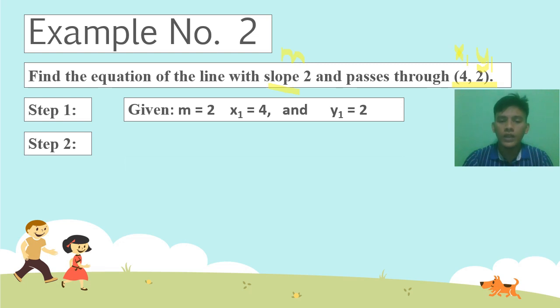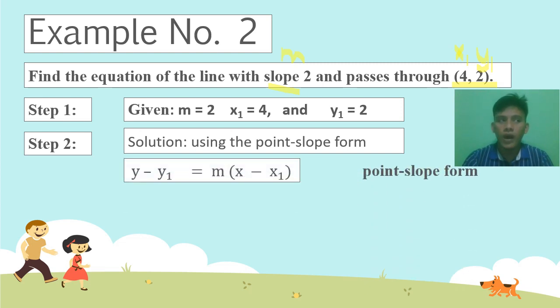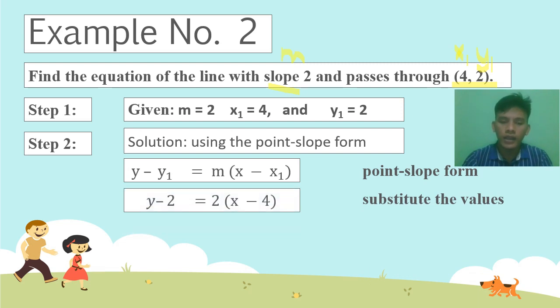Step 2. We need to substitute the given values. Before that, we will use the point slope form. Y minus y sub 1 is equal to m quantity x minus x sub 1. Substitute the given values. Y minus the given value of y sub 1 is 2. That's why y minus 2 is equal to the given value of our slope m is 2, quantity x minus the given value of x sub 1 is 4. That's why 2 quantity x minus 4.